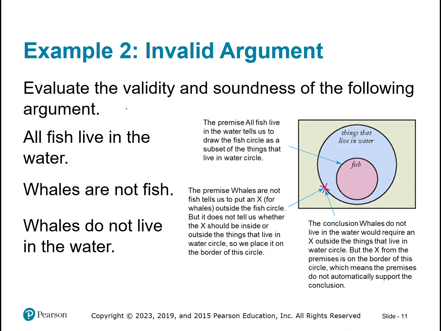Evaluate the validity and soundness of the following argument. All fish live in water. So we're going to go with things that live in water, and we're going to put all fish in here. Right? The premise, all fish live in water. All tells us it's a subset. So we have fish as a subset of things that live in water.